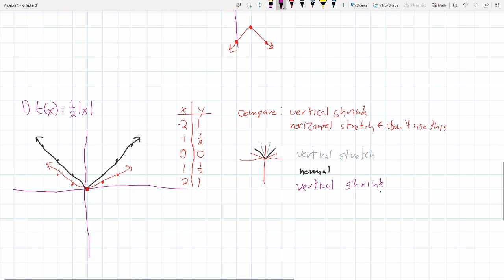All right. The next thing it asks us to do is the domain and the range. The domain is pretty easy. It's all real numbers. All real numbers. And then our range goes from our vertex, which is at 0, and goes all the way to infinity.